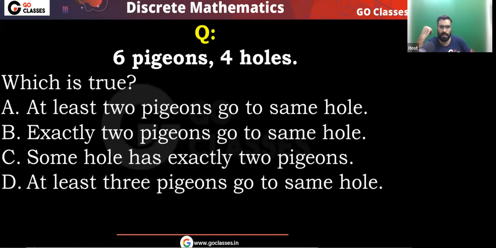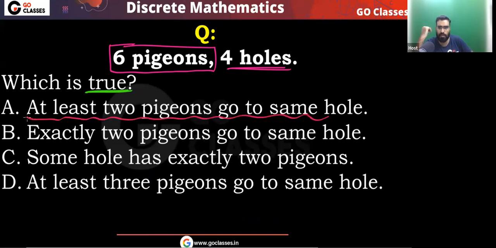Please tell me the answer for this question. You have 6 pigeons and you have 4 holes. What can you guarantee? Which statement is true? More pigeons than holes. Can I say at least 2 pigeons will go to the same hole? Of course, at least 2 pigeons will definitely go to the same hole.